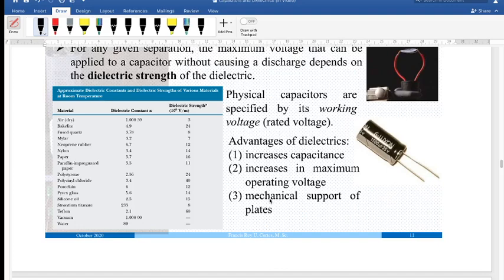So this increase in capacitance is actually equal to the increase in maximum operating voltage. So what is this operating voltage, TI? Ha? Okay. So operating voltage is actually coming from the fact that we can apply a large voltage. Okay, so maximum operating voltage, right?